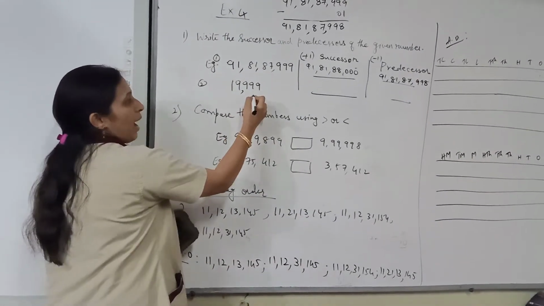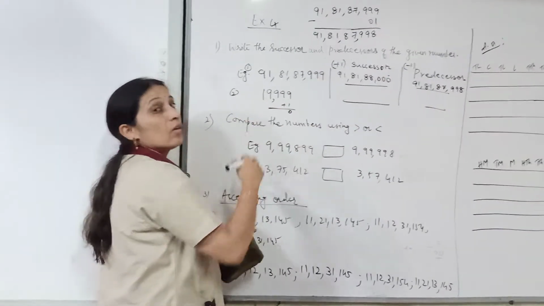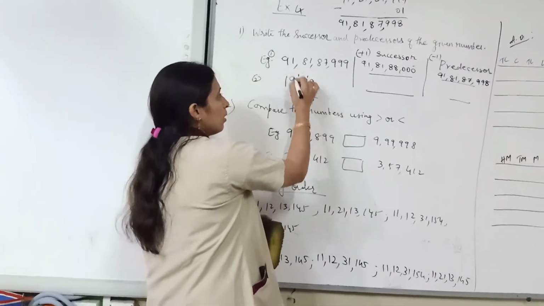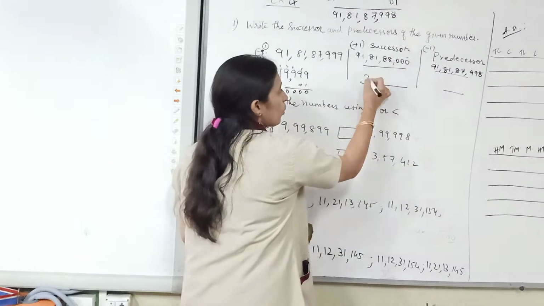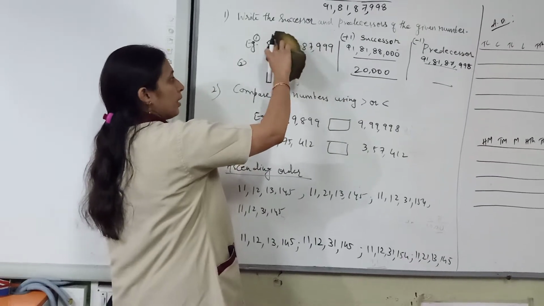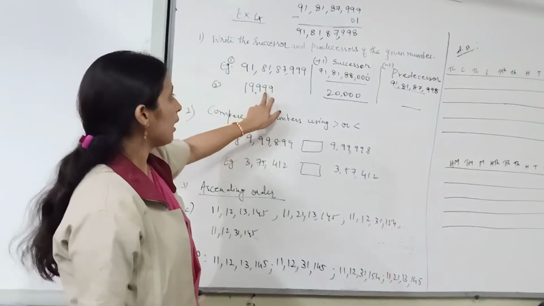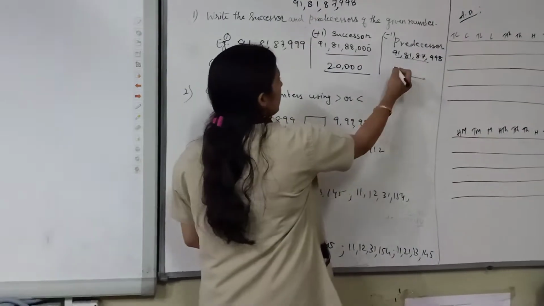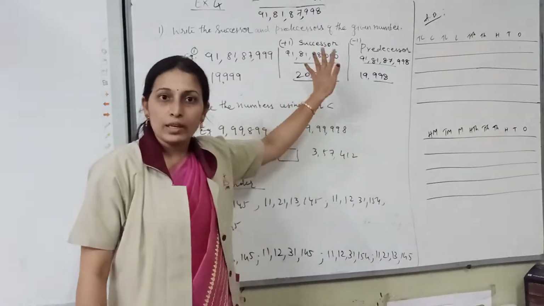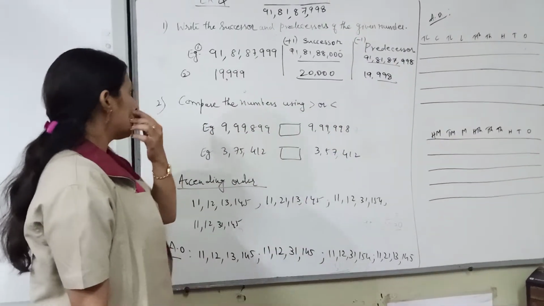Similarly, what is this number? 19,999. When you add 1 to this number, you will get the successor. You can just skip the 19,000. 9 plus 1 is 10. Similarly, 20,000. So 20,000 is the successor of 19,999. And when you subtract, how do you get the predecessor? Subtract 1. 999 minus 1 is 998, so 19,998. So successor is always add 1 to the given number, and predecessor is always subtract 1 from the given number.